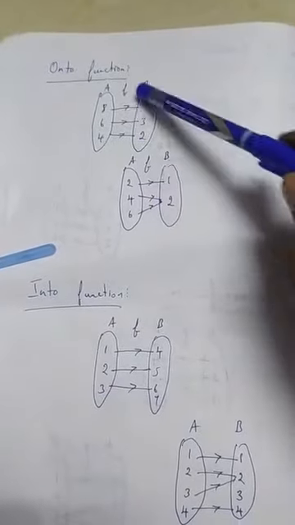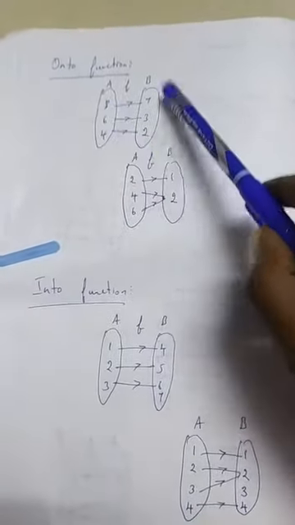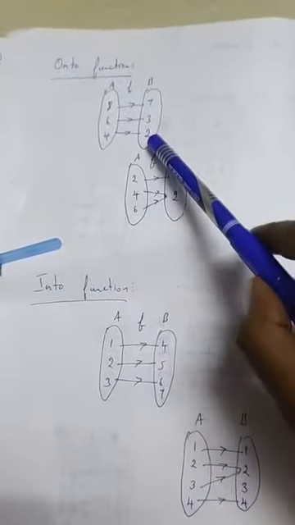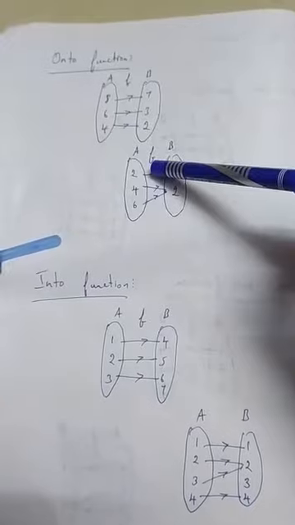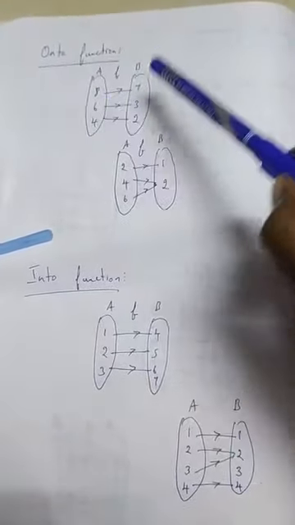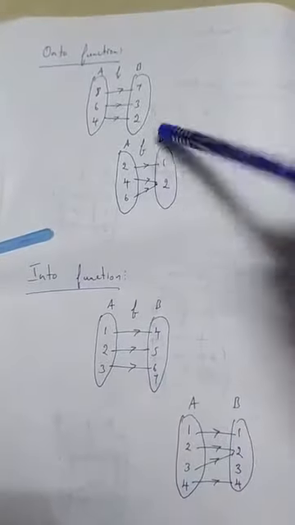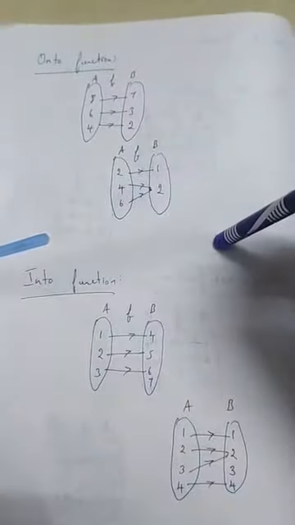First of all, we have to verify whether it is a function or not. 8 has an image, 6 has an image, 4 has an image. All the elements in the domain have an image. All the elements in the domain have only one image. Yes, 8 has only one image, 6 has only one image, 4 has only one image. Therefore, it is a function. So now, what about onto function?